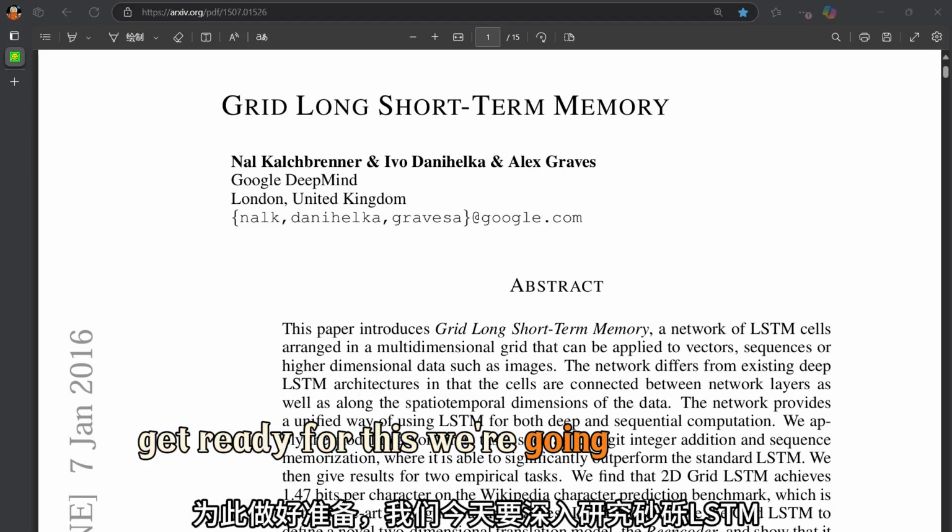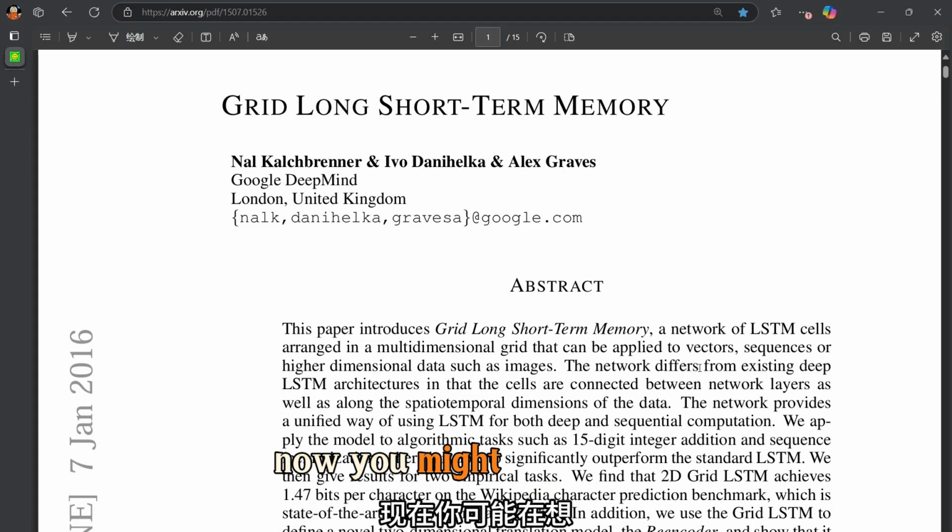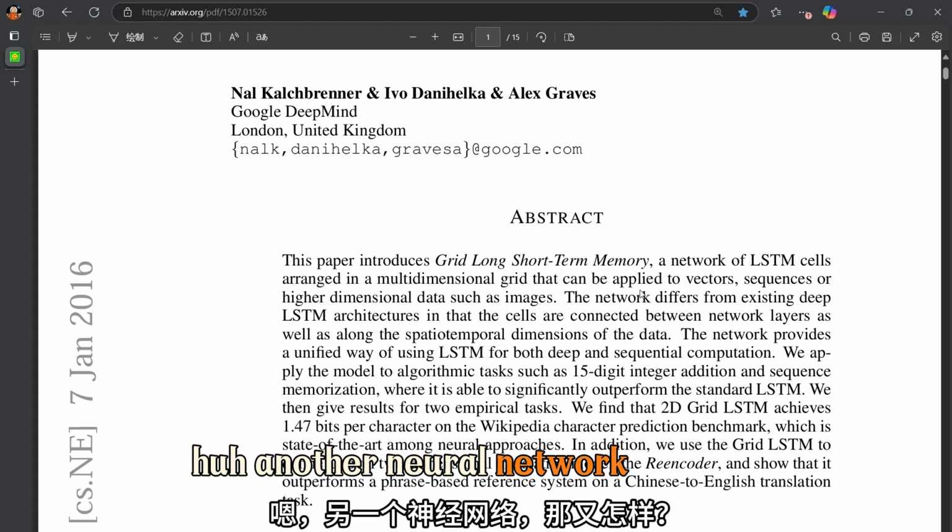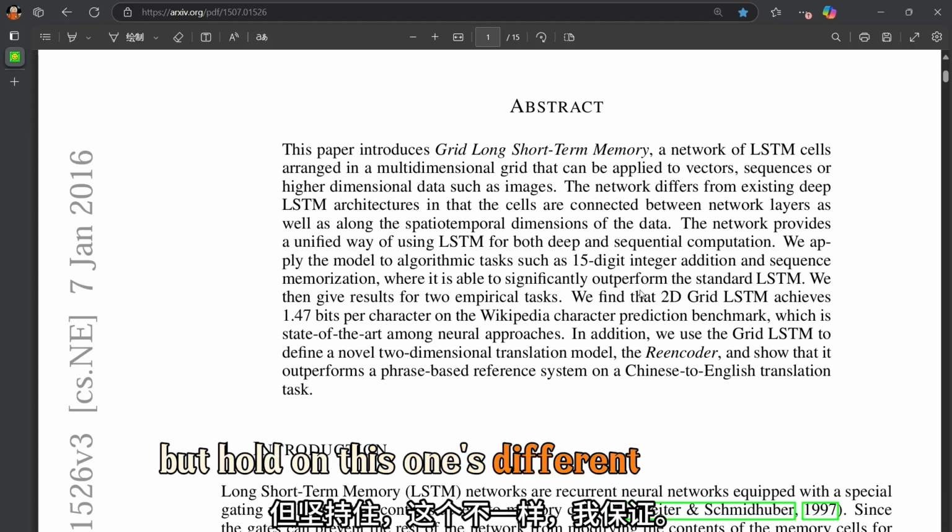All right, get ready for this. We're going deep on grid LSTMs today. Now, you might be thinking, another neural network, so what? But hold on. This one's different, I promise.